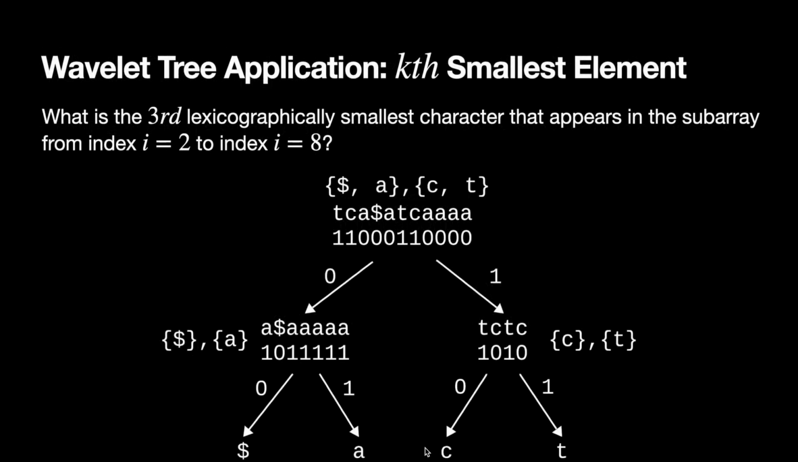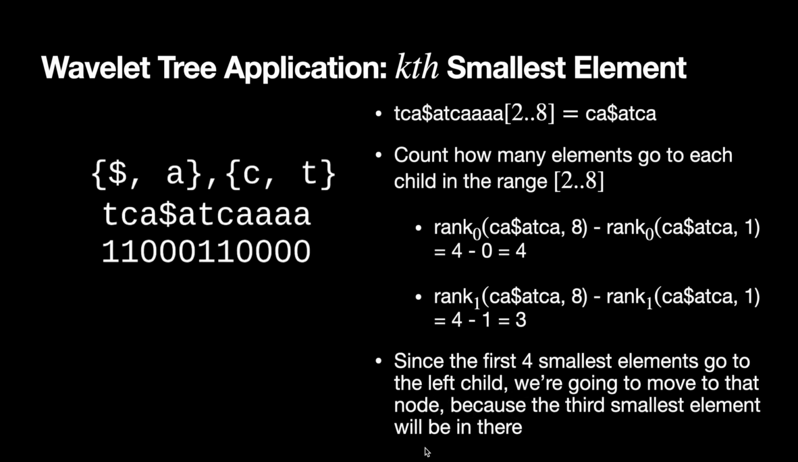One final problem is kth smallest element. So, for example, if we want to know what is the third lexicographically smallest character that appears in the subarray from index I equals 2 to I equals 8. So working again with this same wavelet tree. First we can look and say, well, from 2 to 8, actually this is the string, and we wouldn't know this based on the wavelet tree, but we know now. It is $ATCA. So first we can count how many elements go to each child in the range from 2 to 8.